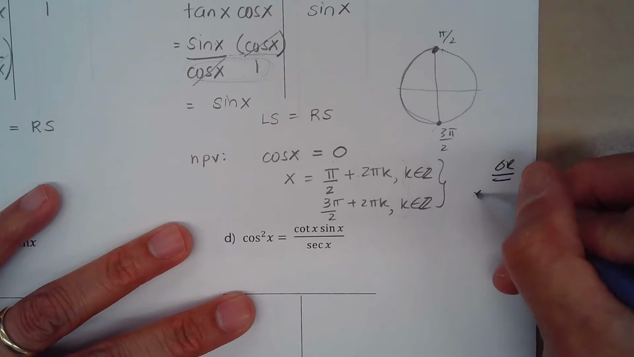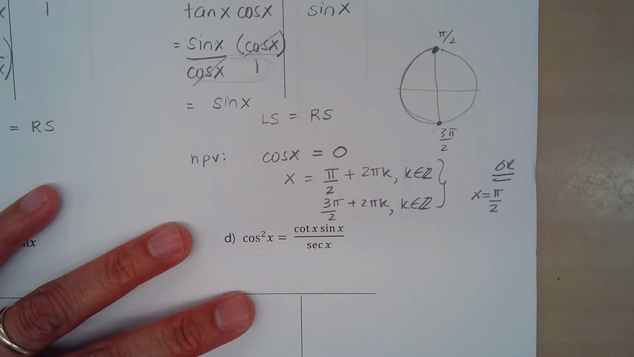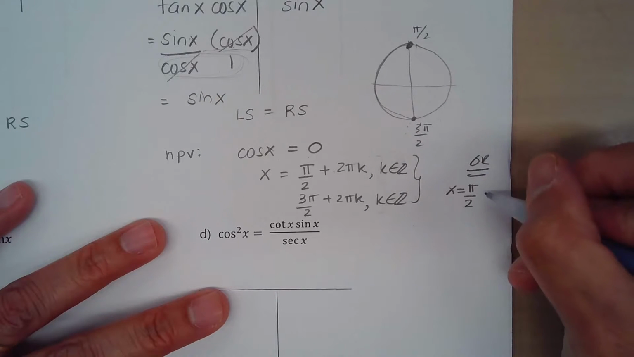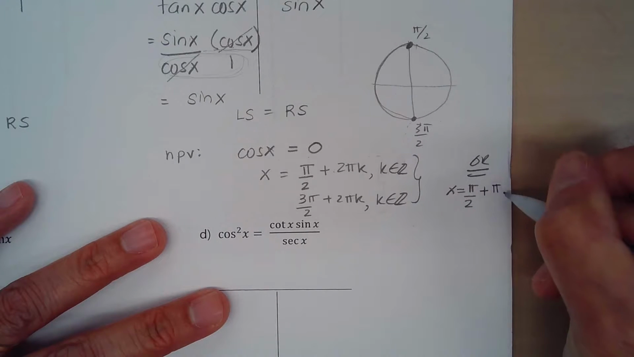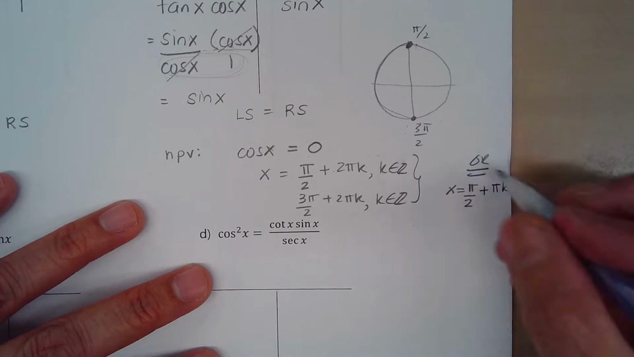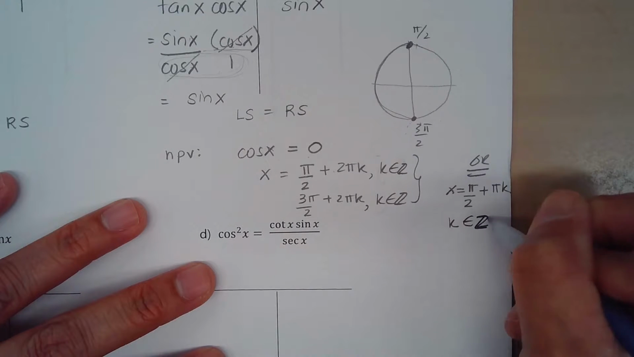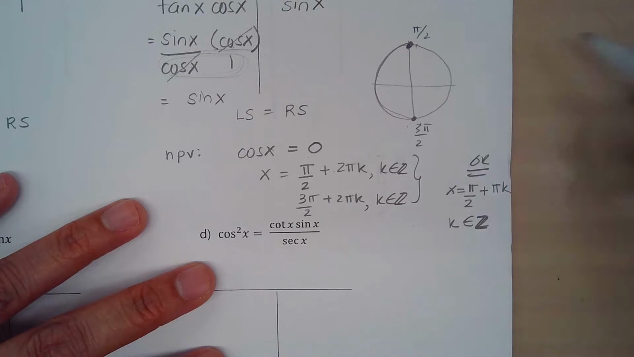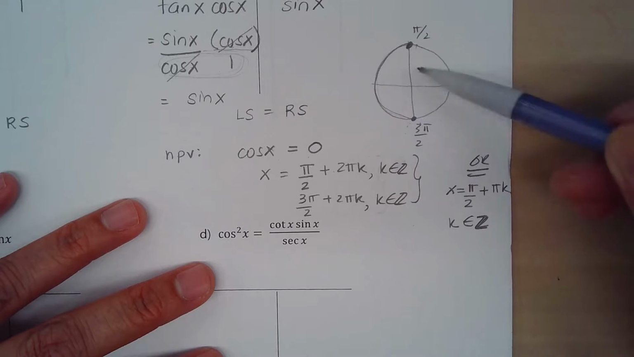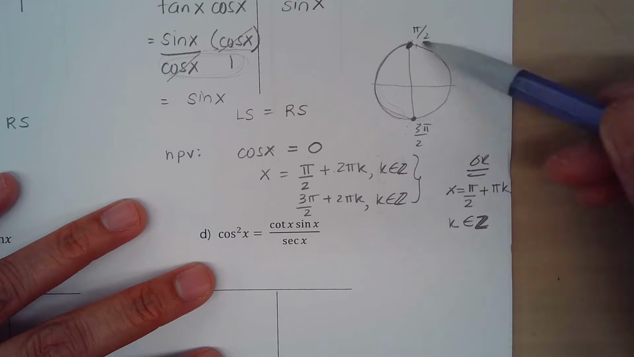We can say x is equal to pi halves, which is over here, and then to go to the 3 pi halves, you just go plus pi k, where k is an element of an integer, because every time you turn pi radians, you're going to hit that.